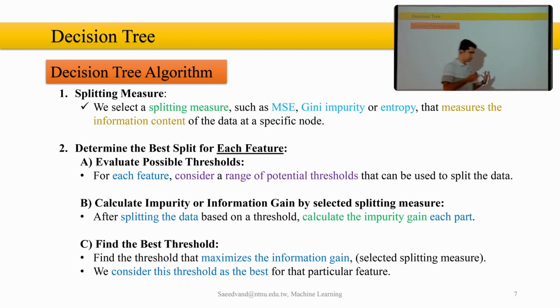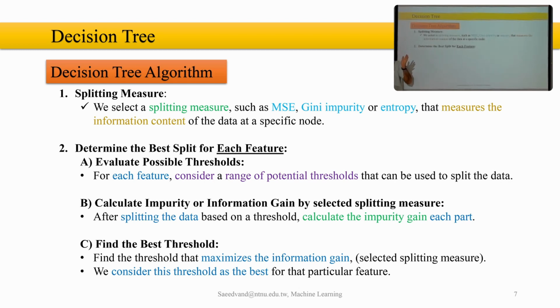So now let's put it all together in the form of an algorithm and see step by step what is happening. For the decision tree algorithm, first of all, we have the splitting measure. So we need to choose the splitting measure that we introduced in the previous slide. It says that we select the splitting measure like MSE, Gini impurity, entropy, or whatever technique that we want. After that, we need to determine the best split for each feature. So this is very important here. For each feature, we need to determine the best split.